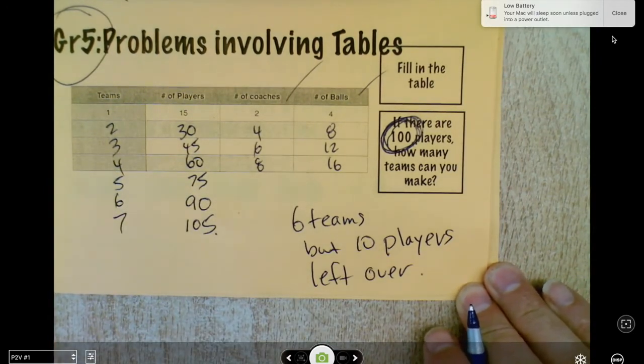Okay? So that is a review of some of the concepts that are in Chapter 1 for grade 4 and 5.